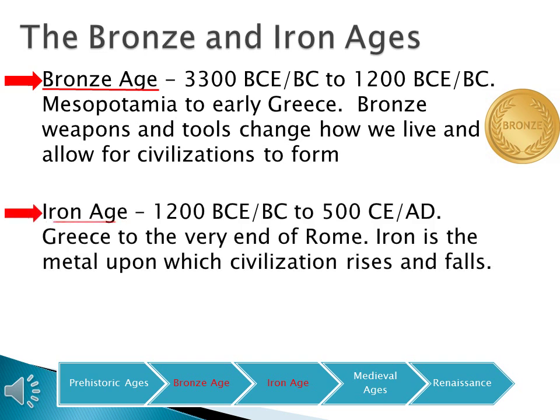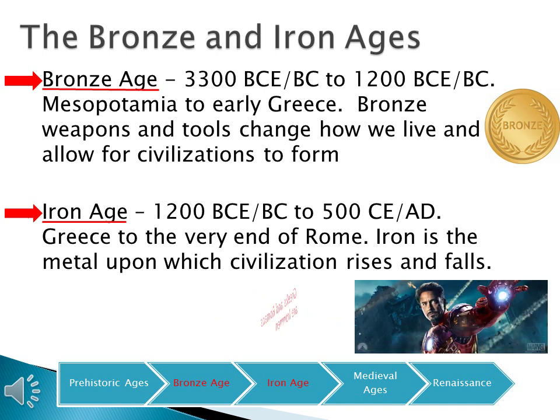The Iron Age lasts from 1200 BCE to 500 CE. We're talking about Greece to the very end of Rome, the very end of the Roman Empire. Iron is better than bronze. Iron is stronger than bronze, and iron is the metal upon which civilizations will rise and civilizations will fall.